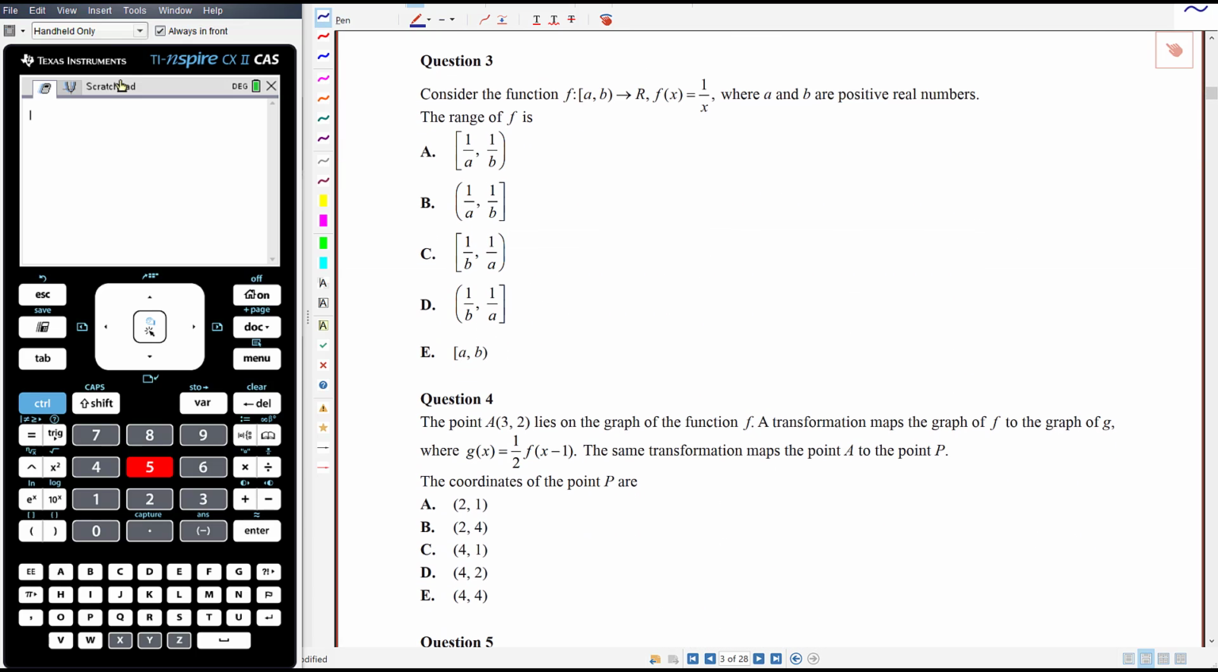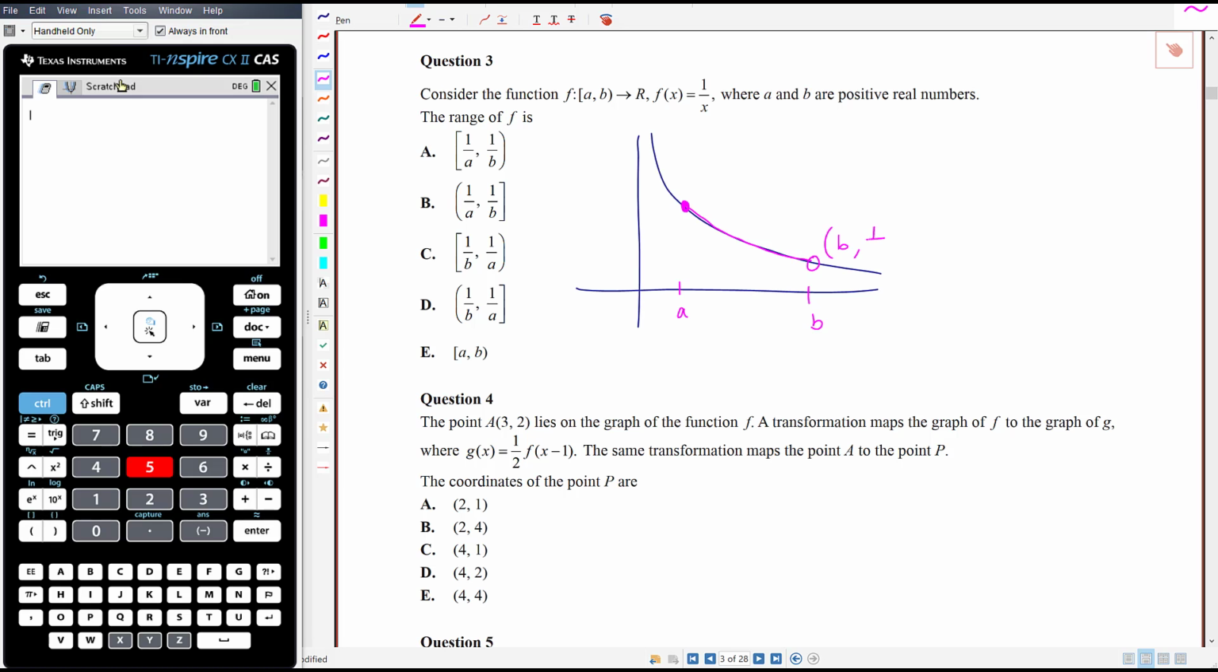Question 3. Consider the function with domain from a to b, inclusive of a, not inclusive of b, and the rule is y equals 1 on x, where a and b are positive real numbers. The range of f is. Okay, so 1 on x is a hyperbola. If a and b are positive, we're really only looking at the right hand side here. So if the domain goes from a to b, let's say that's a, let's say that's b, inclusive of a and not inclusive of b, we're talking about that bit of function there.